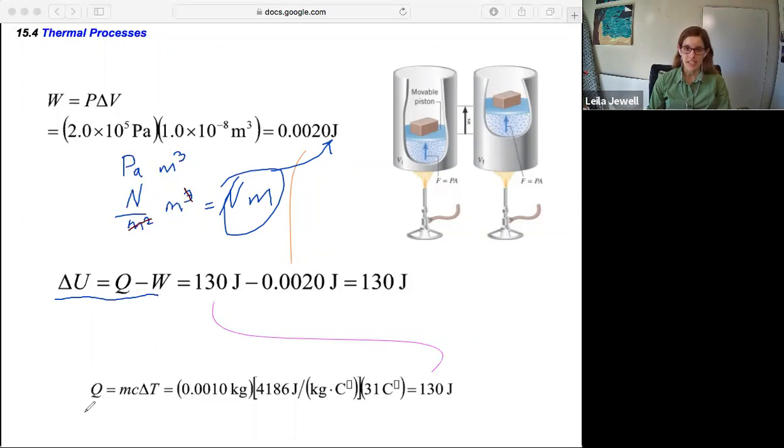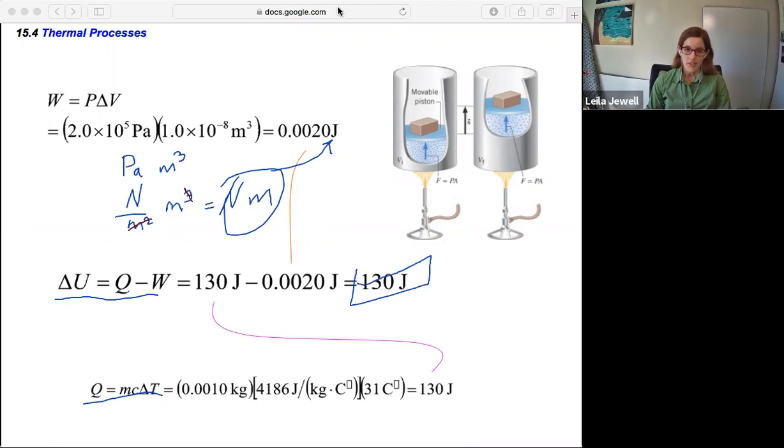To calculate Q, we come back to that mc delta T. So we have the mass times the specific heat capacity of water, 4,186 joules per kilogram per Celsius degree, times 31 Celsius degrees, comes out to 130 joules. So 130 joules minus 0.0020 joules comes out to, in the end, 130 joules.